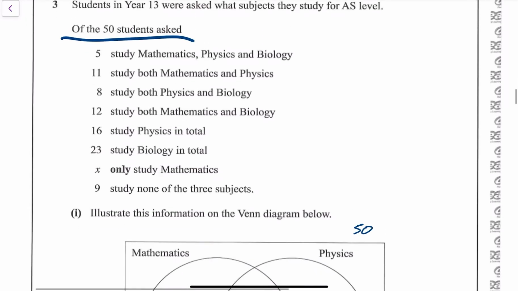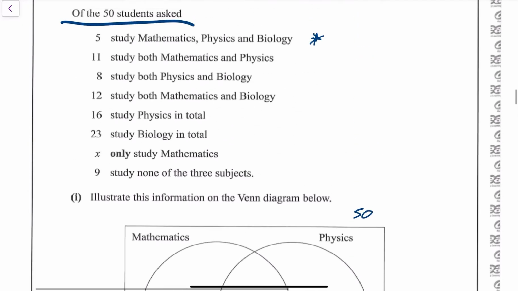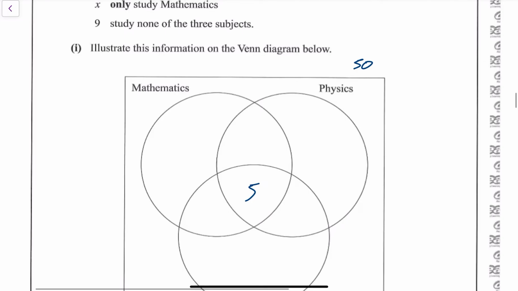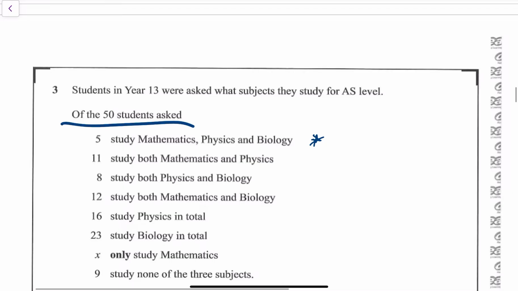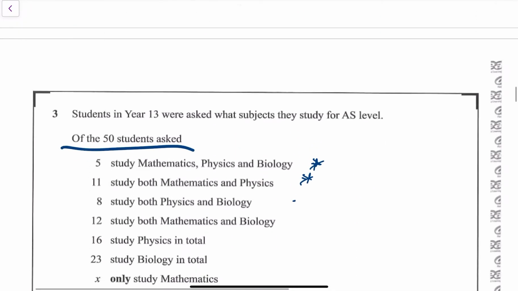Generally, what you want to do is start with all 3 and work out. That's a bit unusual, normally it's not the very first thing, but it says 5 study maths, physics, and biology. So 5 goes in the overlap for all 3. Next, 11 study both maths and physics. So maths and physics is this plus this, so the second number must be a 6. That one's done. 8 study both physics and biology, so physics and biology would be this one plus this one. So this must be 3.